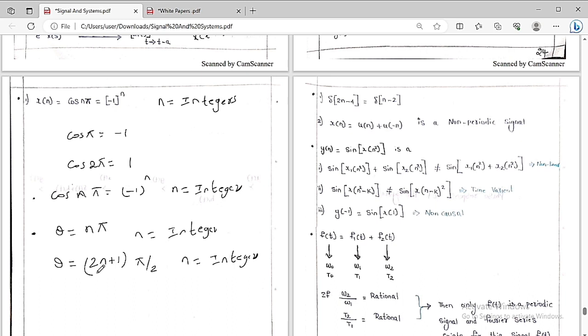At 3 pi by 2 also the cos function is 0. Therefore, we finally can say cos n pi is always equal to (minus 1) to the power of n, where n is an integer. And the sine function will have zero crossings at theta equal to n pi, where n is an integer. And the cos function will have zeros at theta equal to (2n plus 1) into pi by 2, where n is an integer. So these are the important points you always have to keep in your mind.